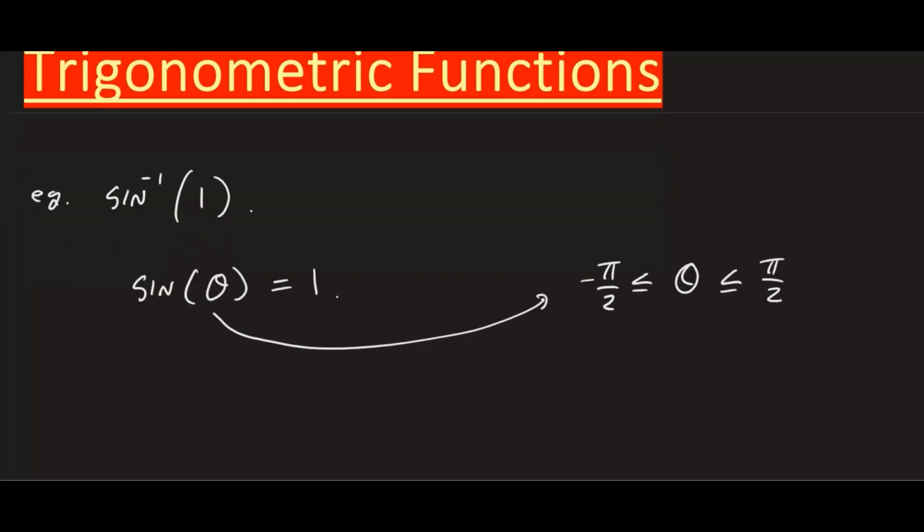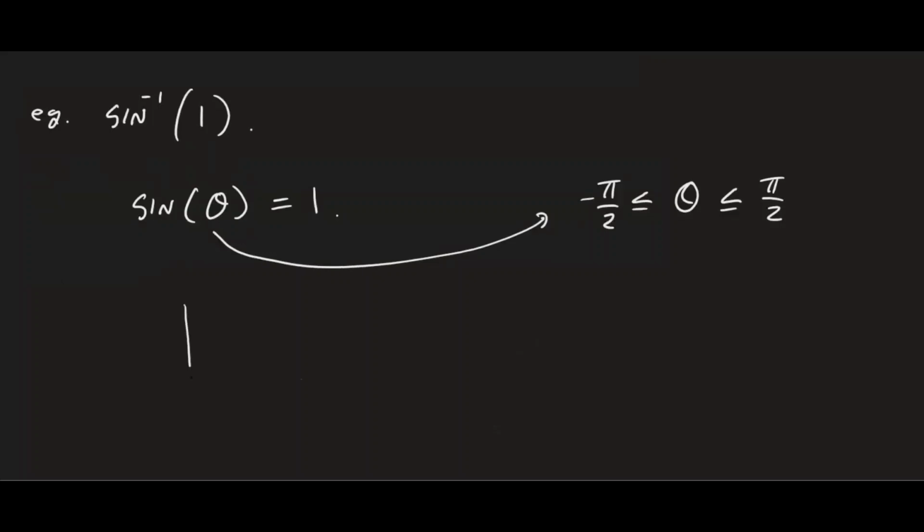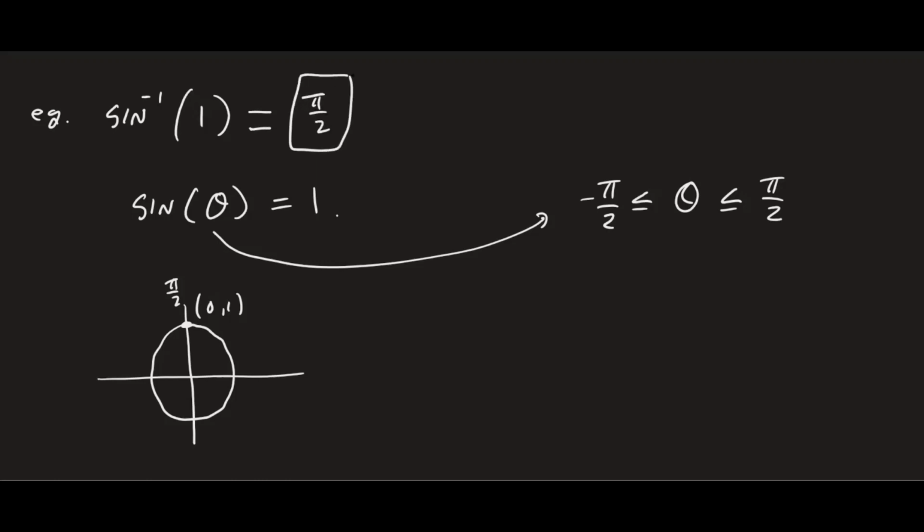We know from the unit circle that sine corresponds to the y-coordinate, which means we ask when is our y-coordinate equal to 1? Well, our y-coordinate is 1 here, at the point (0, 1). So what angle is that? That is pi over 2, and it's within the interval we're looking at. Therefore, sine inverse of 1 is going to be pi over 2. So that's how you would think of inverse functions.